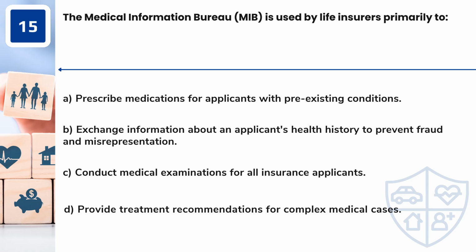Question 15. The Medical Information Bureau, MIB, is used by life insurers primarily to A. Prescribe medications for applicants with pre-existing conditions. B. Exchange information about an applicant's health history to prevent fraud and misrepresentation. C. Conduct medical examinations for all insurance applicants. D. Provide treatment recommendations for complex medical cases.